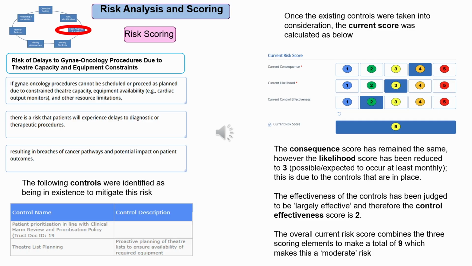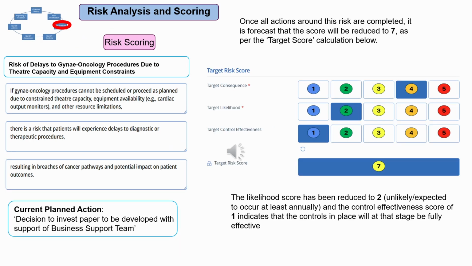The overall current risk score combines the 3 scoring elements, adds them together, to make a total of 9, which makes this a moderate risk. Once the planned actions around this risk are completed, it is forecast that the score will be reduced to 7, as per the target score calculation shown in the matrix.